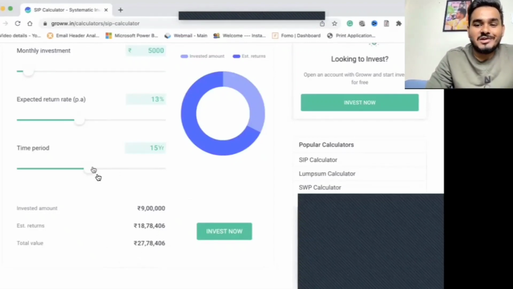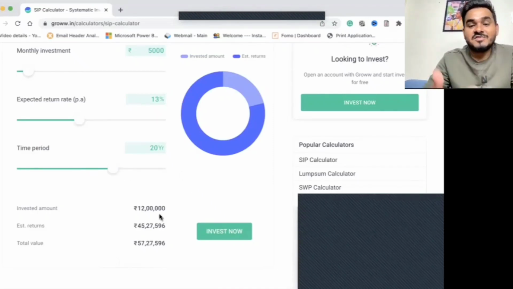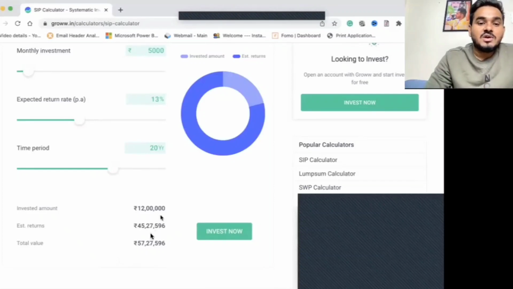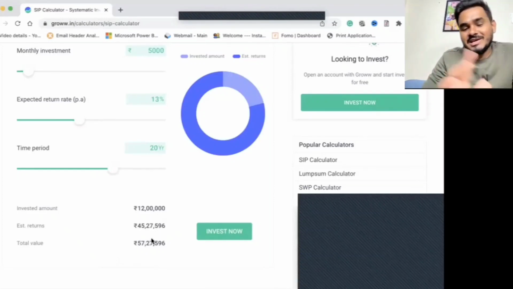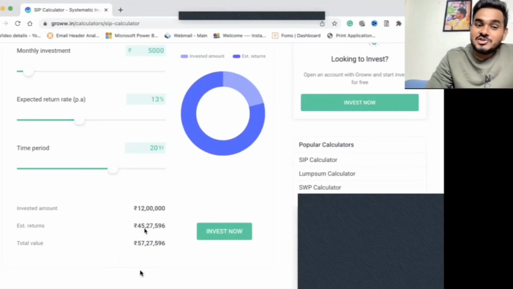And let's suppose you are a 20-year-old, and you plan to invest for 20 years in SIP mode. If you have invested a total of 12 lakhs by investing 5,000 every month, you will get around 400% returns, and your total value will nearly touch around 60 lakhs. So this is the power of compounding, and this is the power of SIP based investing.